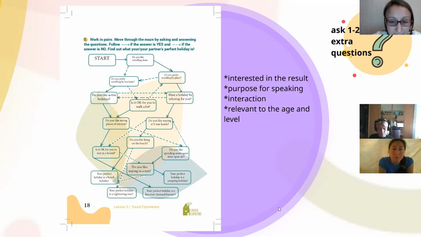But be careful with mazes. Usually they require answers yes or no. Of course it will not develop speaking that much. So add one more rule: you need to ask one more extra question. For example, do you like traveling alone? Why? Don't forget about these extra questions in mazes. But they are great because they are all interested in the result.